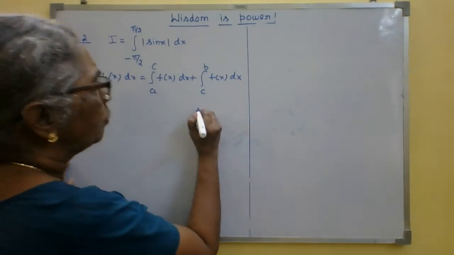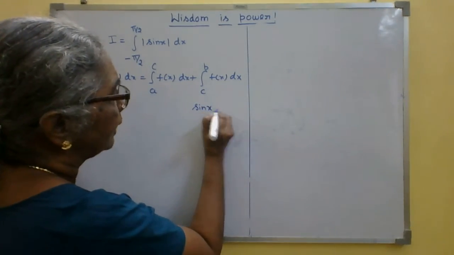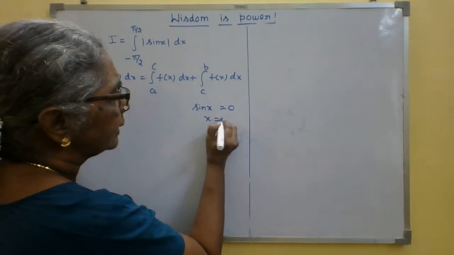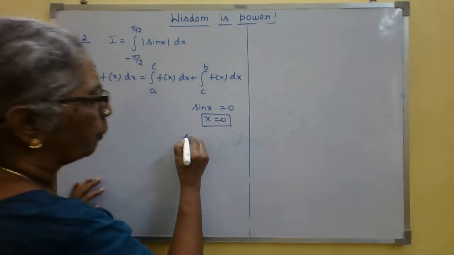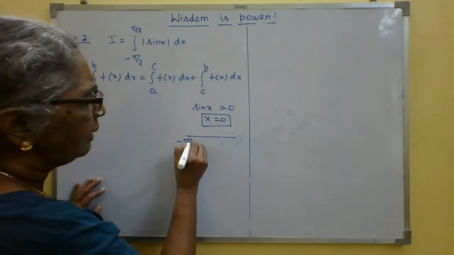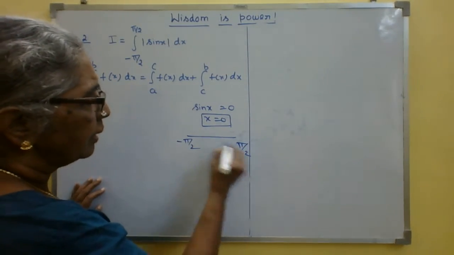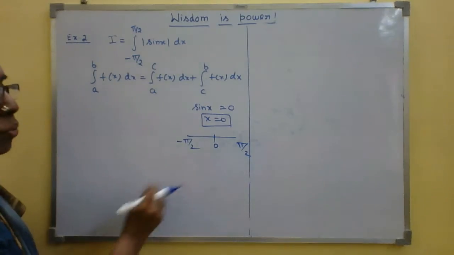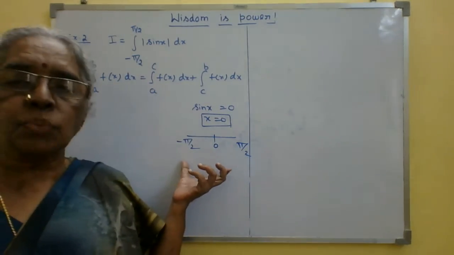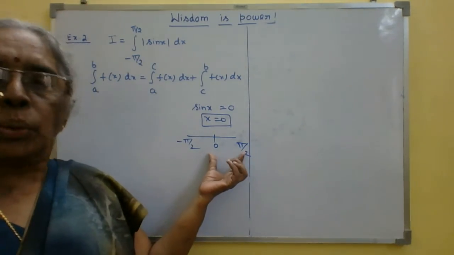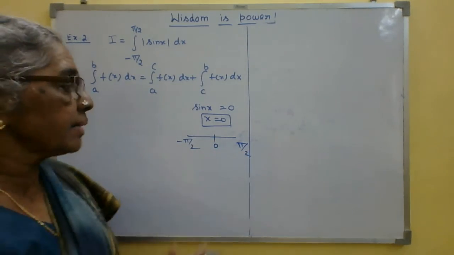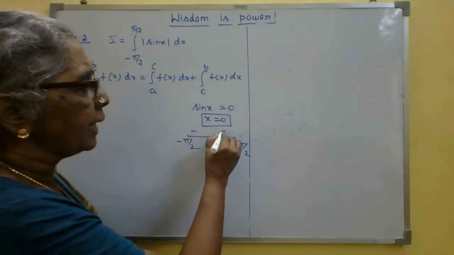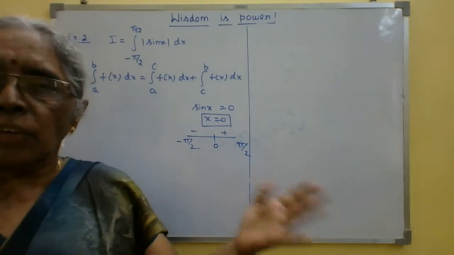So now, as usual, I will proceed. I will equate whatever is within the modulus as 0. So I get x is equal to 0, which lies between minus pi by 2 to pi by 2. Come to the number line. This is minus pi by 2. This is pi by 2. I have 0. So the two intervals are minus pi by 2 to 0 and 0 to pi by 2. You know this is fourth quadrant and that is first quadrant. Sin x is negative in the fourth and sin x is positive in the first, you know.